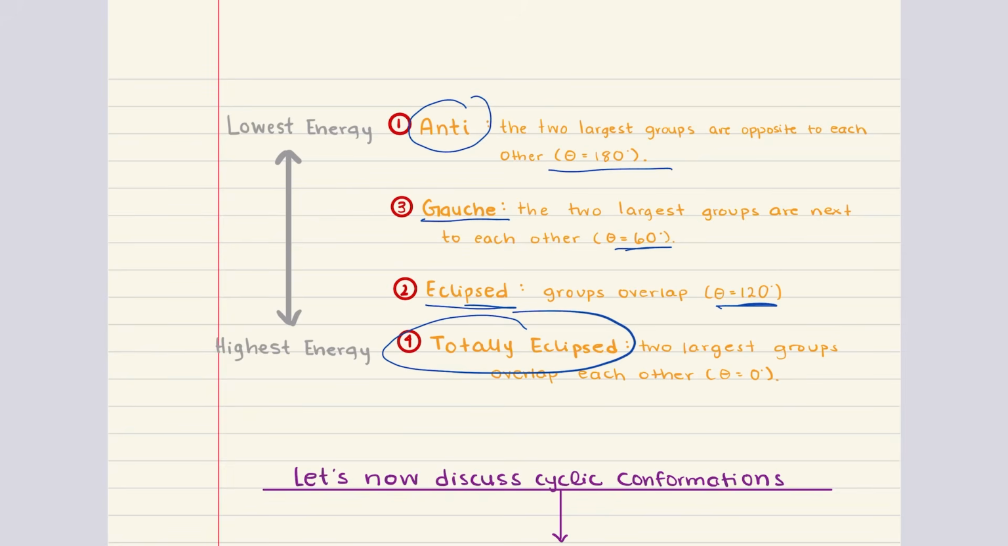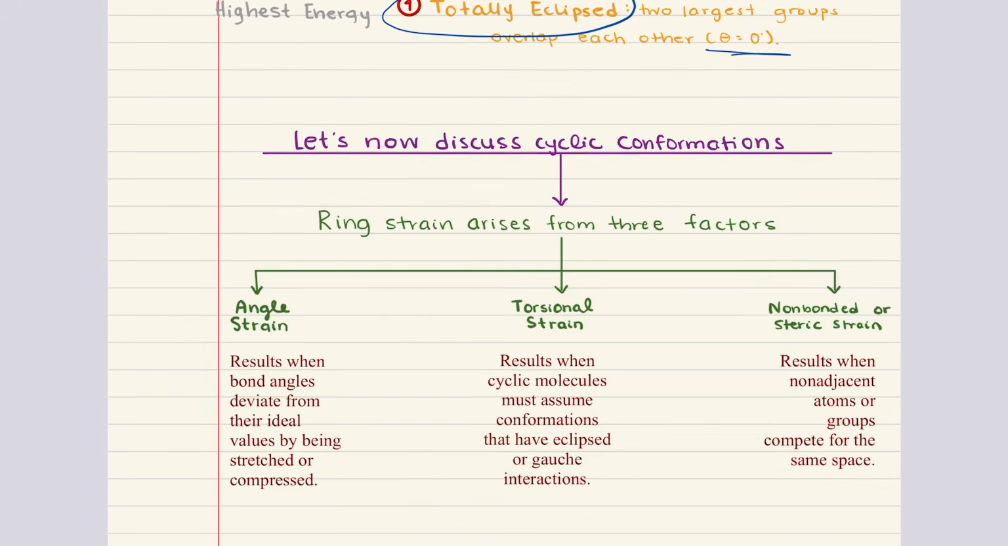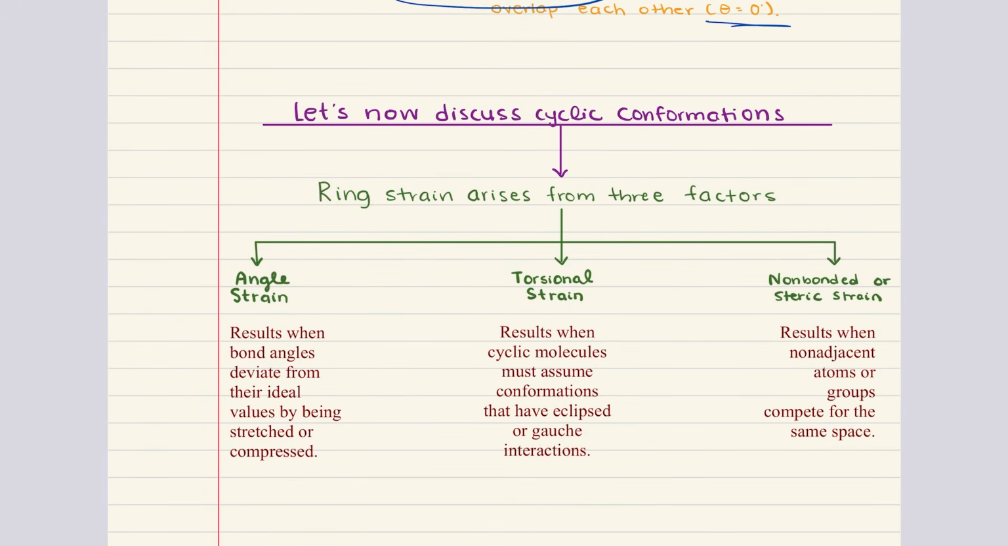Here, the two largest groups, the methyl groups, directly overlap with a dihedral angle of 0 degrees. And this creates the maximum steric and torsional strain, and that means it is the highest energy conformation, also the least stable conformation. Now let's move on to cyclic conformations.